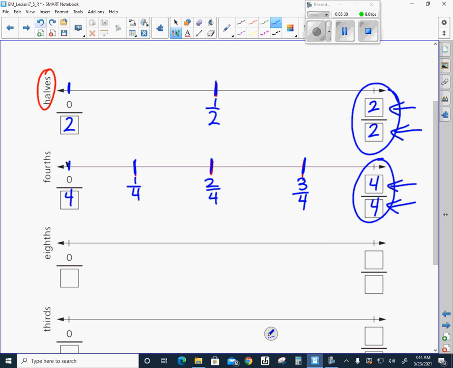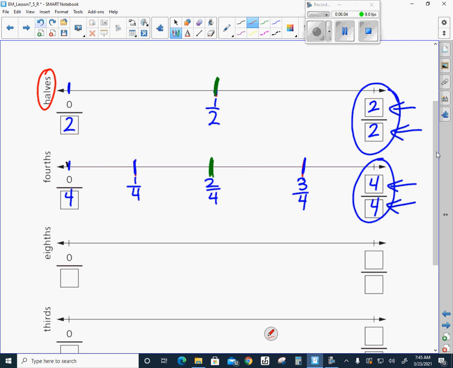When you think about it, if you ate 2 out of 2 pieces of pizza, you ate the whole thing. If you ate 4 out of 4 pieces of pizza, you ate the whole thing. Also, I want you to pay attention. You'll see here that the 1/2, I'm going to use a different color, the 1/2 and the 2/4 are equivalent fractions.